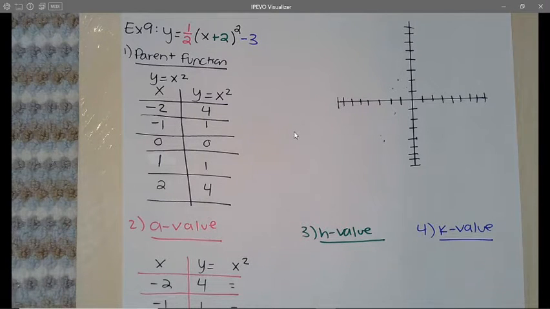So like I said before, you guys, example 9 is pretty much the same thing. So if you want to try it on your own, and then at the end see if you did it right, I say go for it. Otherwise, follow along with Miss Long.